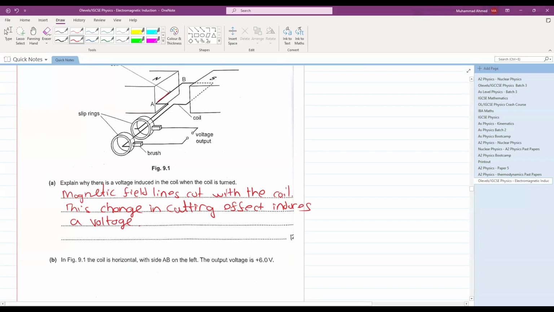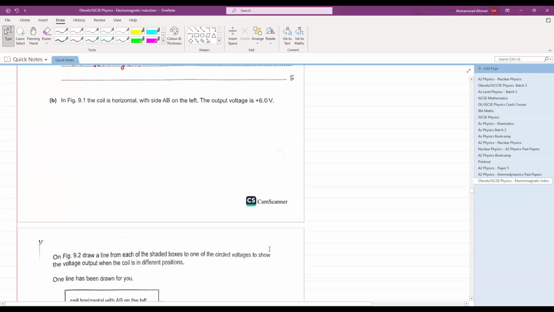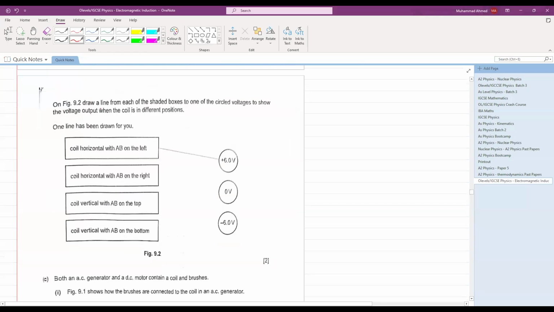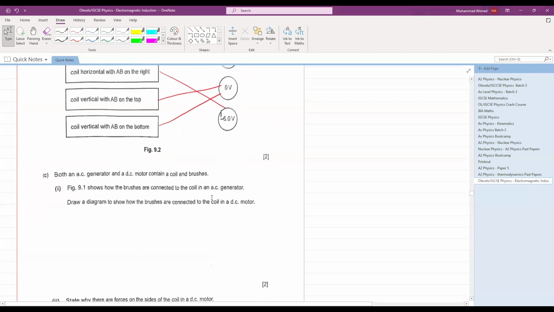In figure 9.1, the coil is horizontal with side AB on the left. The output voltage is 6 volts. On figure 9.2, draw a line from each of the shaded boxes to one of the circled voltages to show the output voltage when the coil is in different positions. One line has been drawn for you. When the coil AB is on the left, you have 6 volts. When the coil AB is on the right, your voltage flips. You get a negative value of 6 volts. And when the coil AB is on the top, your voltage is 0. When the coil AB is on the bottom, your voltage is 0. Simple as that, you have drawn all the arrows.